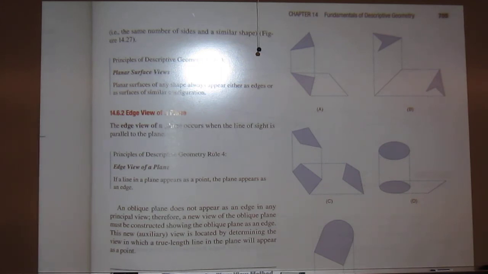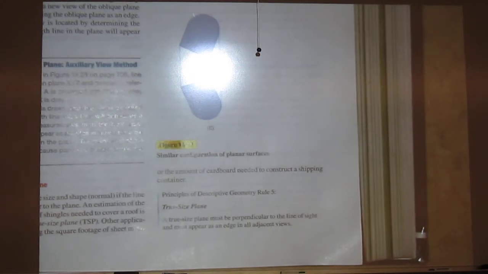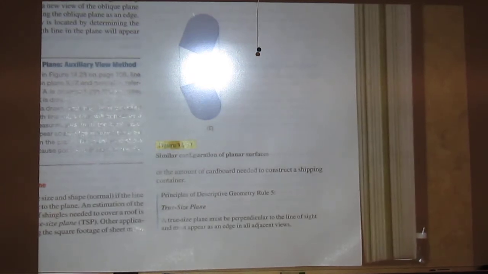Next one, edge view of a plane. If a line in a plane appears as a point, the plane appears as an edge. That's the same thing as number 2, right? So I'm just skipping over those two. Go down to the bottom of 705. Here's rule 5.